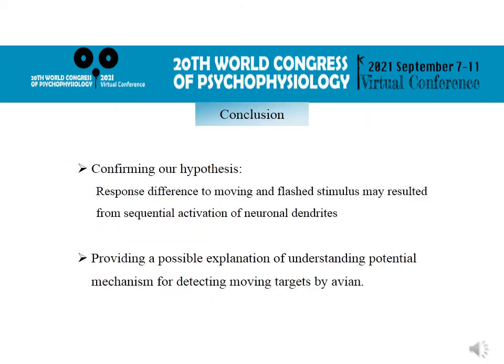Finally, we come to the last part, conclusions. The above results confirmed our hypothesis that response difference to moving and flashed stimulus may result from sequential activation of neuronal dendrites, providing a possible explanation for understanding potential mechanisms for detecting moving targets by avians.